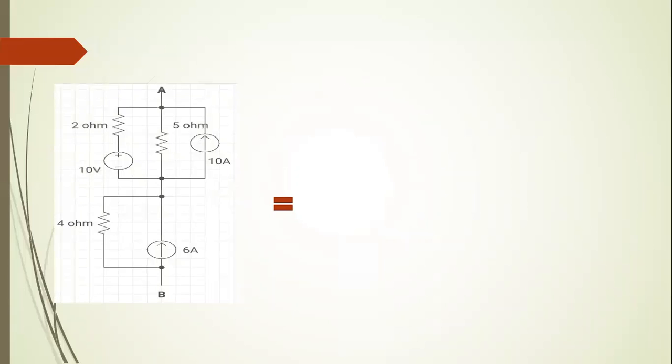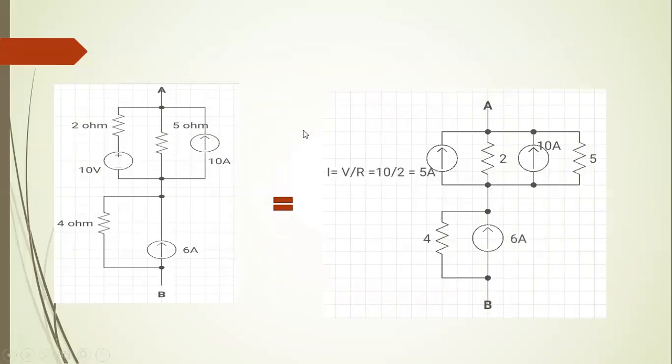Now converting the 10 volt voltage source to a current source. We know the formula I is equal to V by R. V here is 10 volts and R is 2 ohms, so hence 5 amps. The resistor just remains as such, 2 ohms only. And redrawing this current source here, 10 amps and 5 ohms connected to it. The below part, just reconnecting as such.